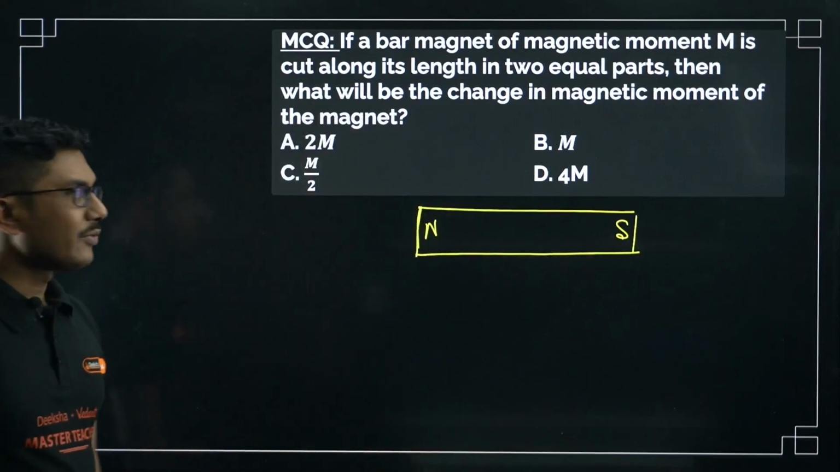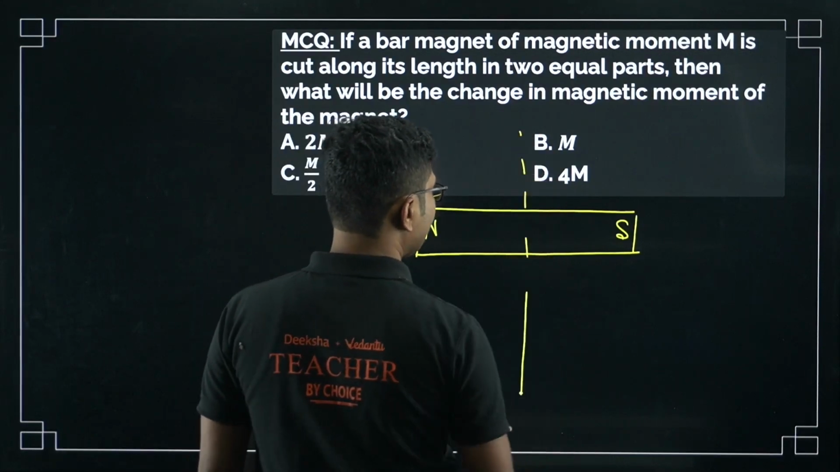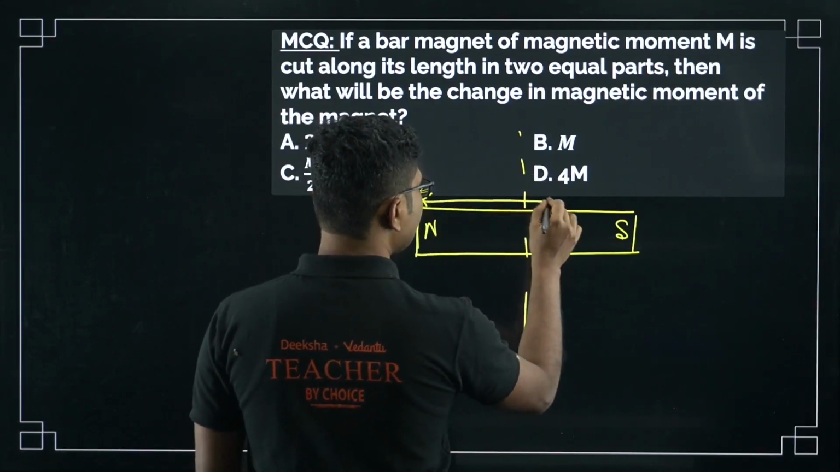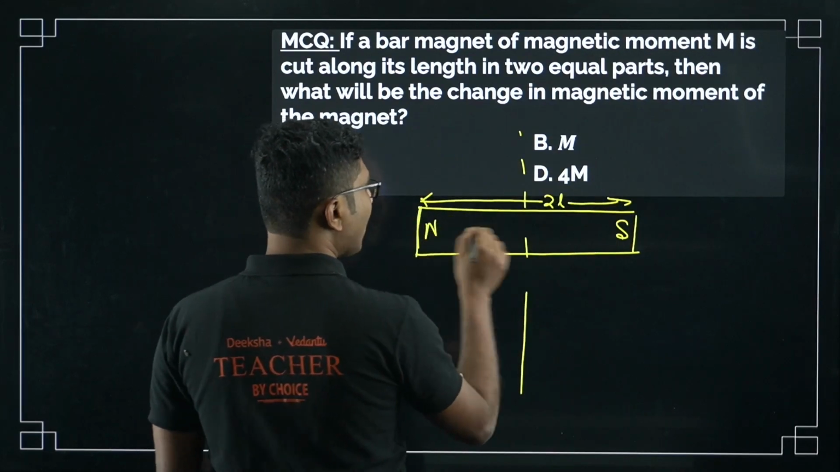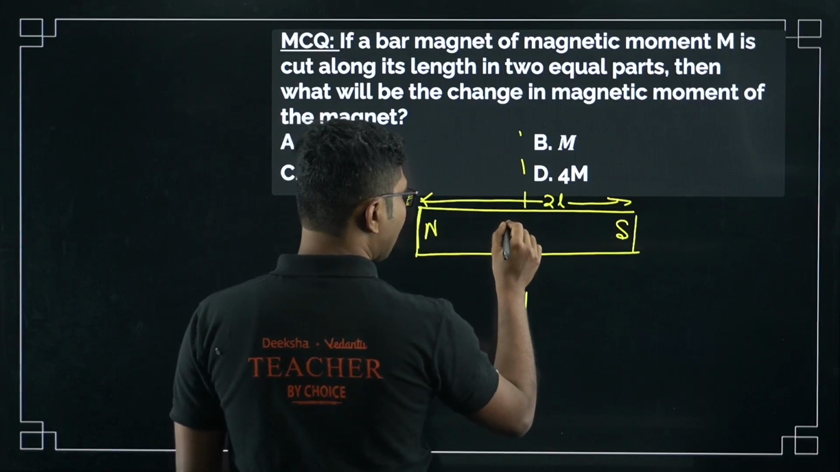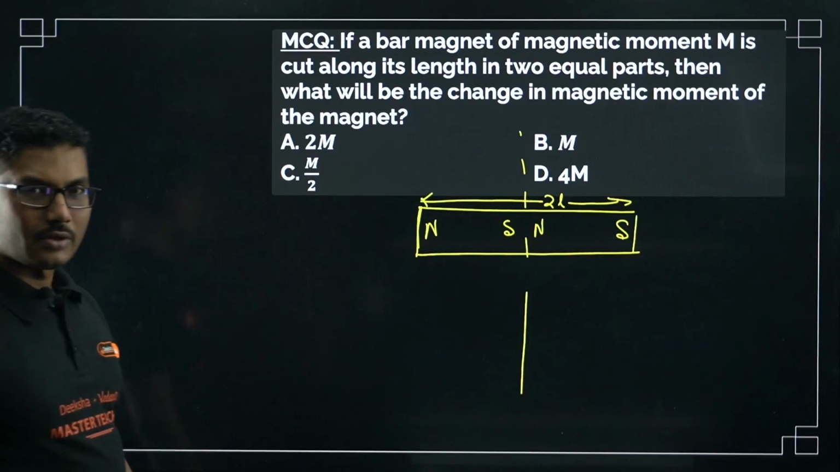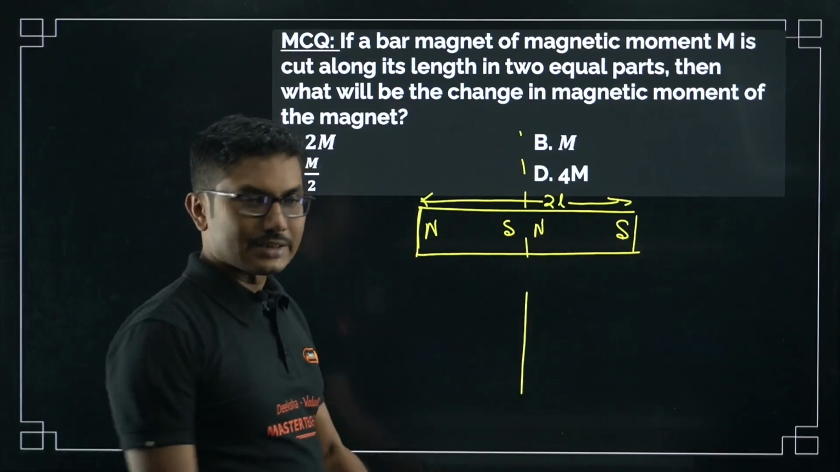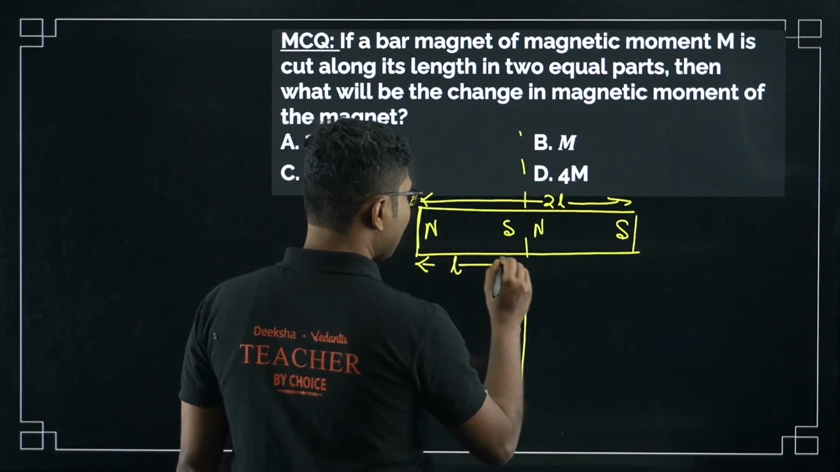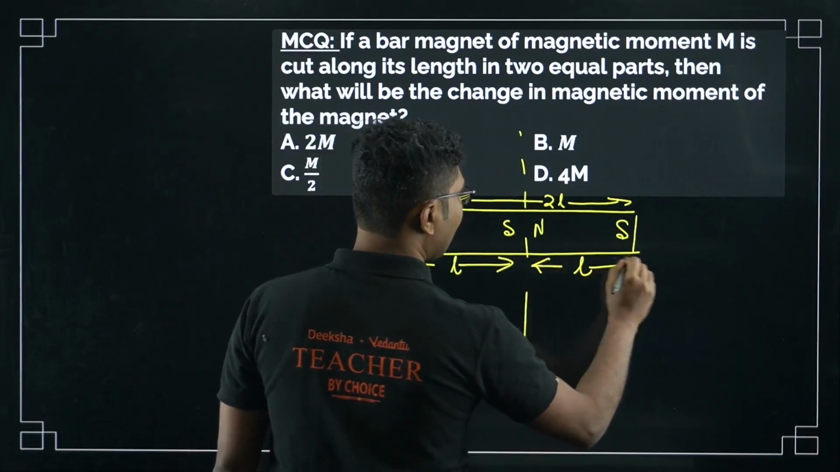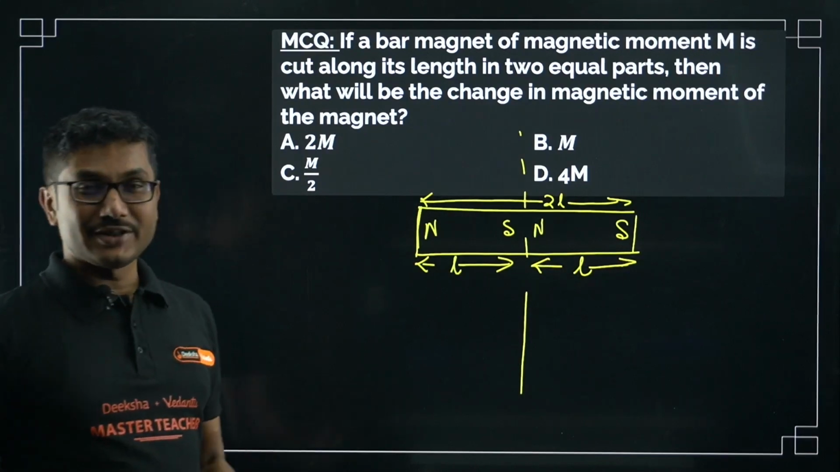Now what we have done, we have cut this bar magnet into two halves along the length. So suppose the initial length was 2L. Now when we cut this magnet into two halves, what will happen? An equal magnetic pole will appear on this side with south, and equal north will appear on this side. So magnetic strength is not changing, the only thing that is changing is the length. So now the length of each part is L, this is also L, this is also L. Now you have to calculate the change in the magnetic moment.